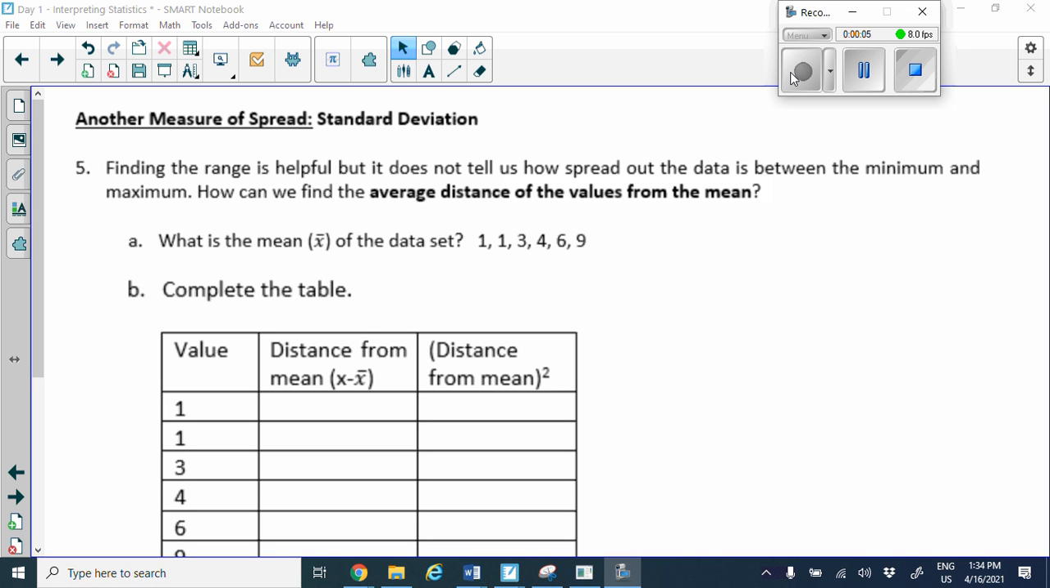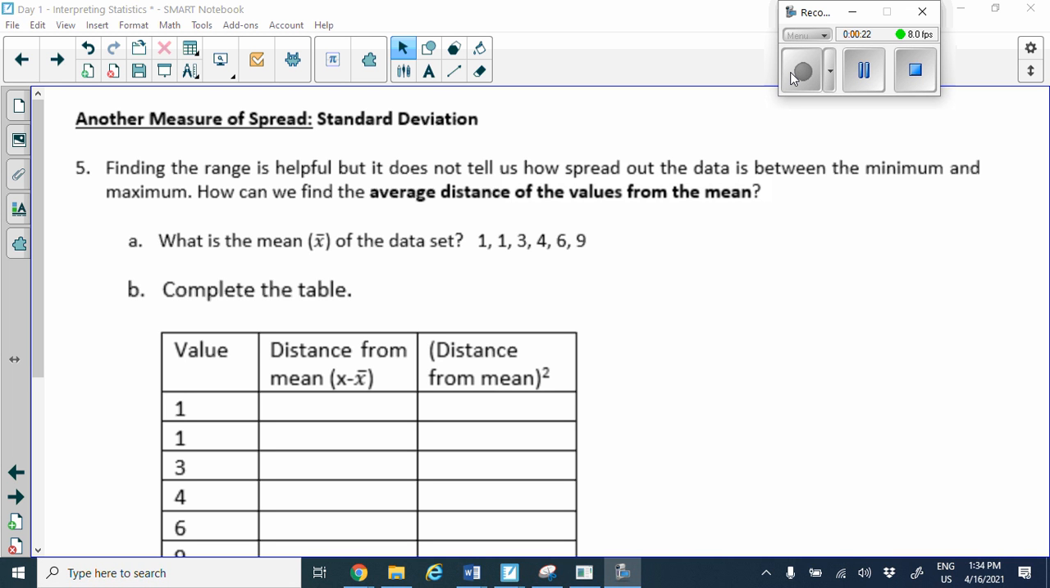Another type of measurement we're going to be talking about is standard deviation. So we've talked about the measurements of central tendency. That was your mean, median, mode. Now we're going to be talking about the idea of spread. So range is another measurement of spread, but so is standard deviation.